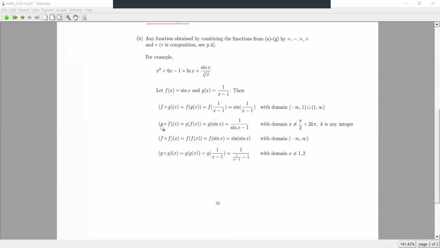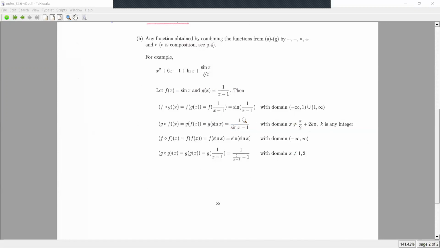Now, g circle f. G circle f, this is a new function. This new function means g of f of x. F of x is psi. Therefore, we have this equation. How to get g of psi of x? In this equation, replace the 2x by psi of x. Then we have this equation.